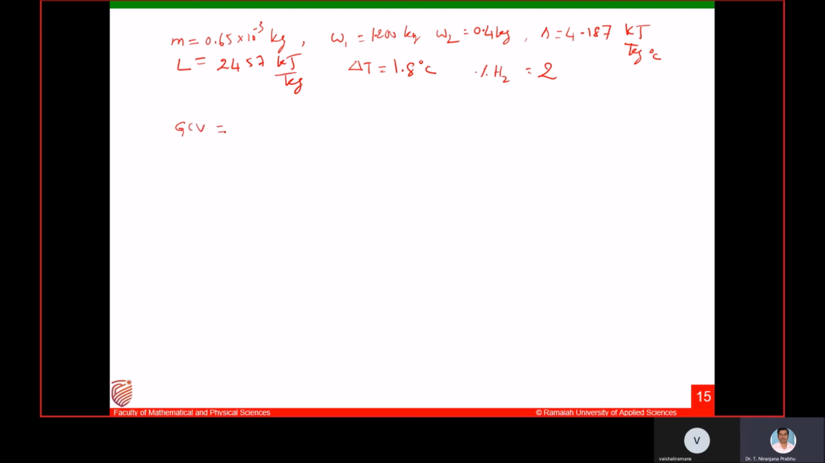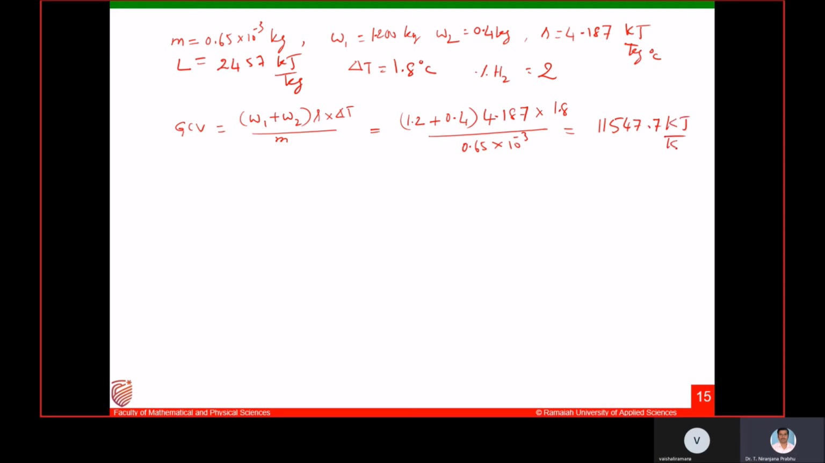Let us calculate GCV. GCV is equal to W1 plus W2 into specific heat of water into delta T divided by mass of fuel. Substitute all these values: W1 1.2 plus 0.4 into 4.187 into 1.8 divided by 0.65 into 10 raised to minus 3. You should get the value somewhere around 11,547.7. You can check in your calculator. Close to this value you should have.